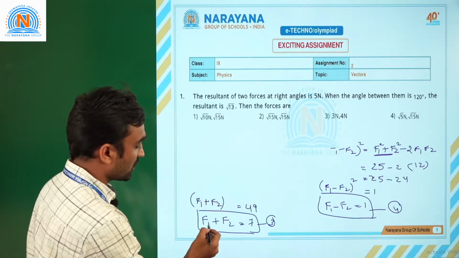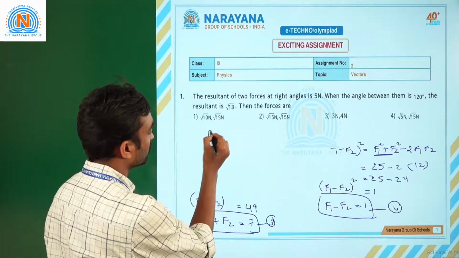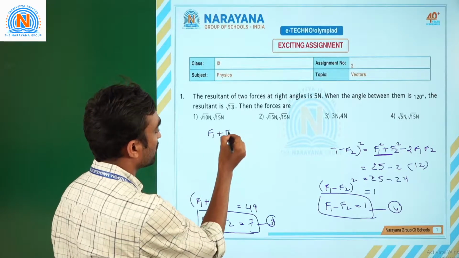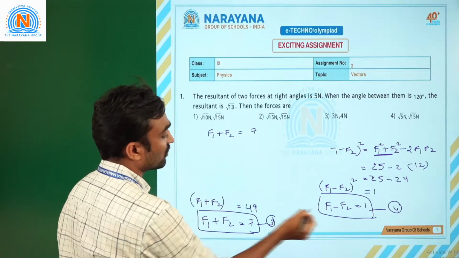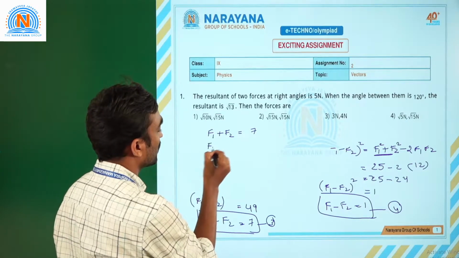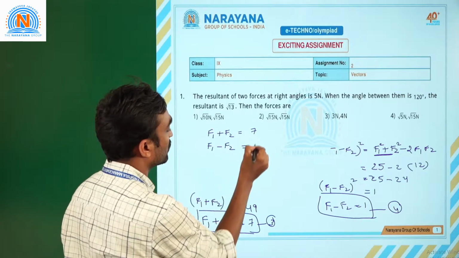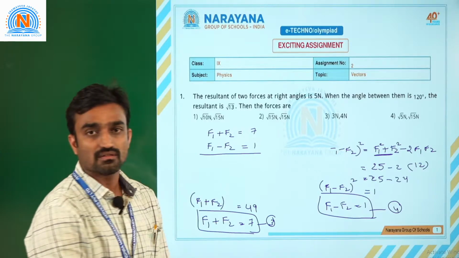So see here, what is f1 plus f2? f1 plus f2 is equal to 7. What is f1 minus f2? f1 minus f2 is equal to 1. So we will solve these two equations.